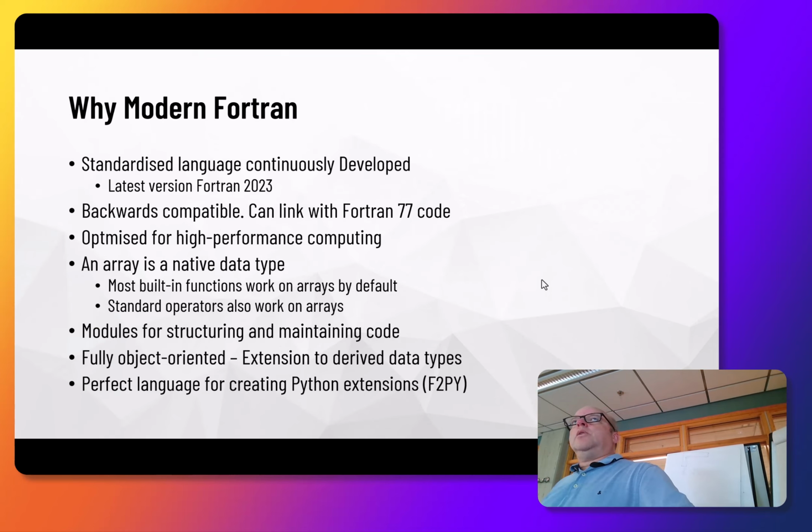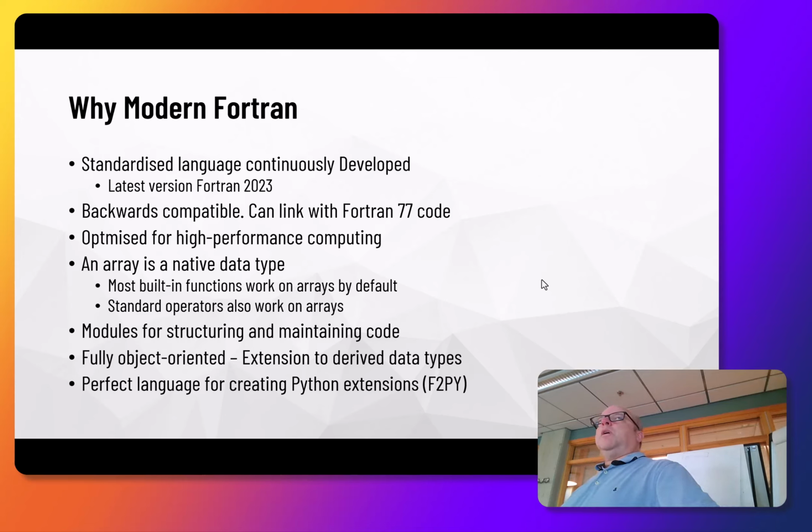The standard language has been continuously developed. The latest version now is Fortran 2023, and it has been largely backwards compatible many years back. If there are things that have been deprecated, you can always link to Fortran 77 code. You can compile it separately using Fortran 77 and then link it together. But basically you can use most, I would say 95-96% of all the code from Fortran 77 directly, compiled with a modern Fortran compiler.